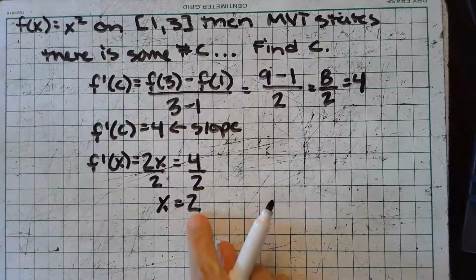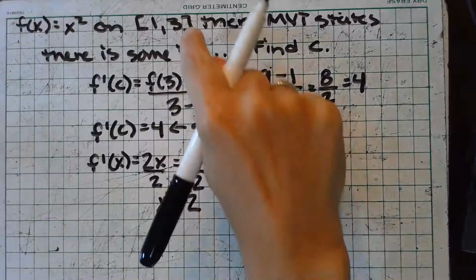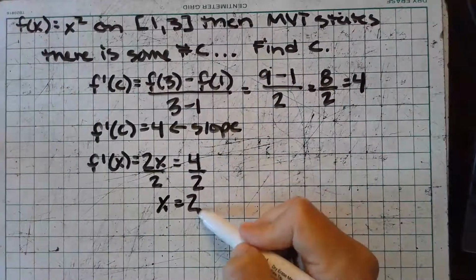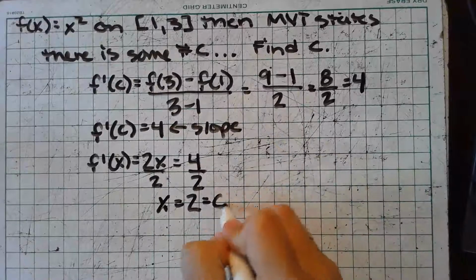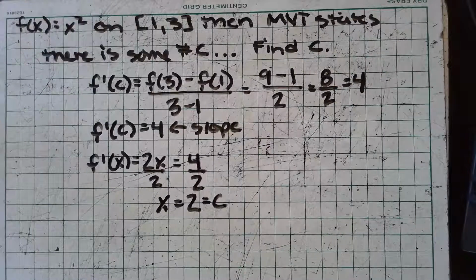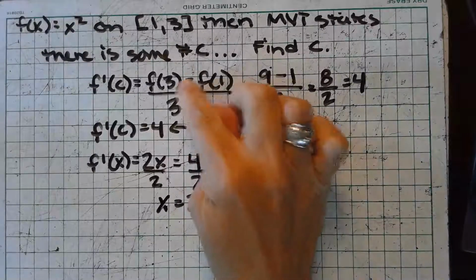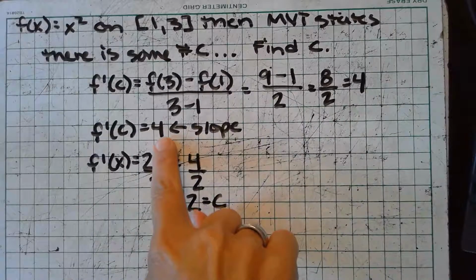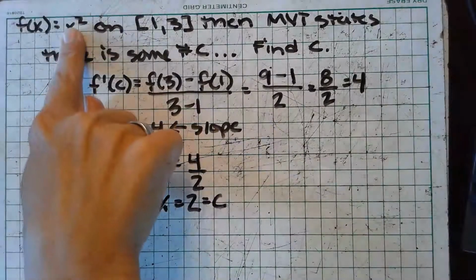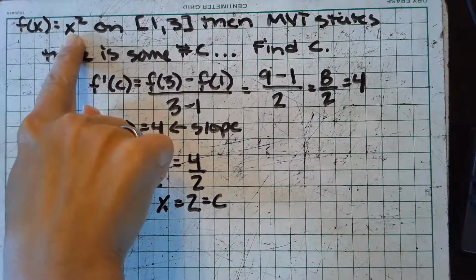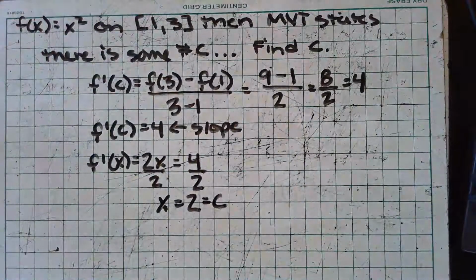Now, I want you to notice, is 2 on this interval? Yes, it is. So this satisfies, and so this is what c equals. So this satisfies MVT, the mean value theorem. We have a secant line that has this slope right here. Well, we can also have a tangent line that's going to have that same slope as long as this is continuous and differentiable, okay, on this interval.